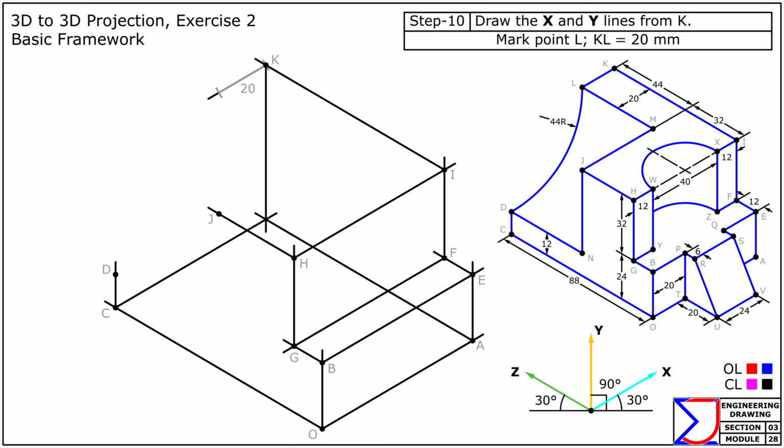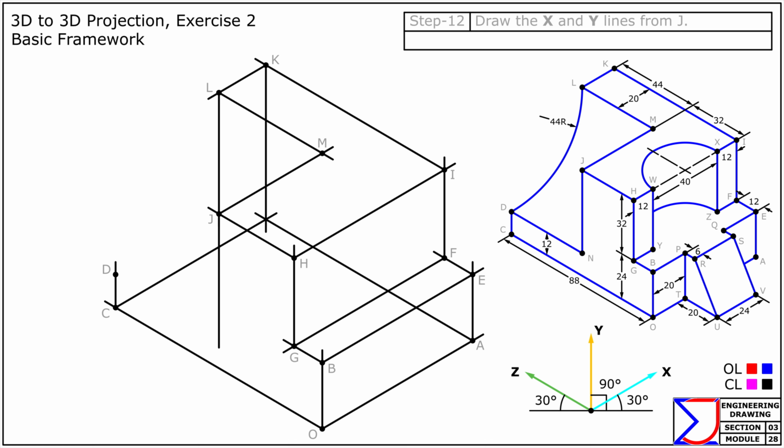Mark point L at a distance of 20 mm from K. At point L, draw remaining parallel lines. At point J, draw remaining parallel lines. The intersection obtained is point M. At point D, draw remaining parallel lines. The intersection obtained is point N. This completes the basic framework. We will now work on the built-up portion, followed by the 2 cutout portions.